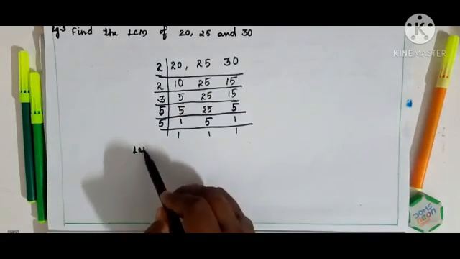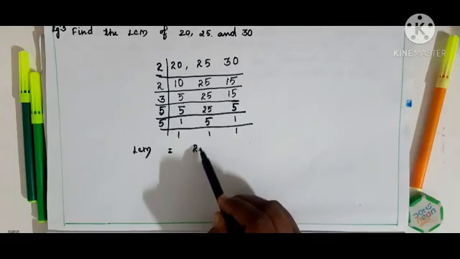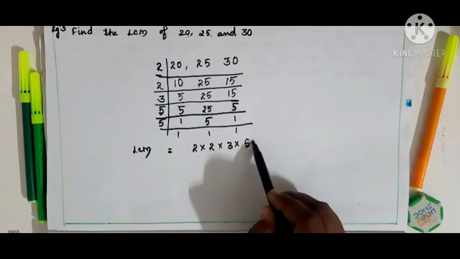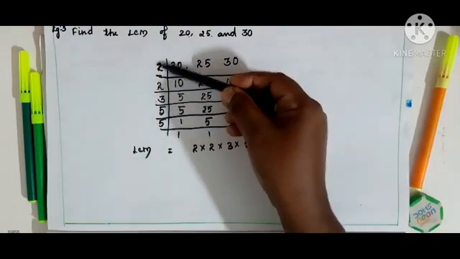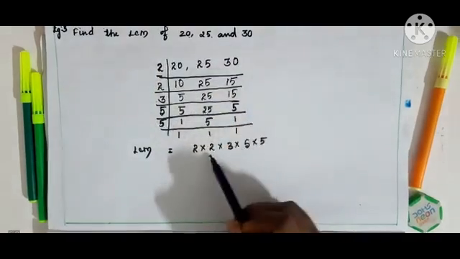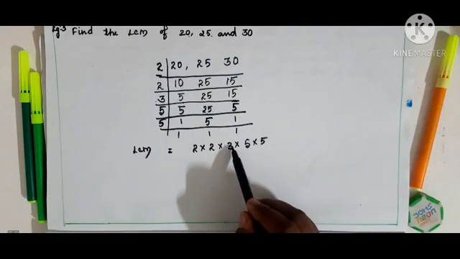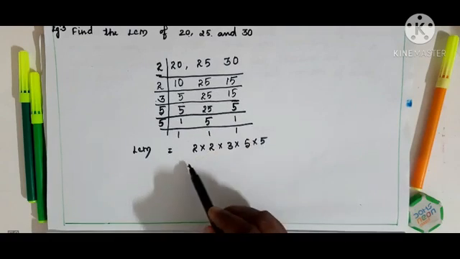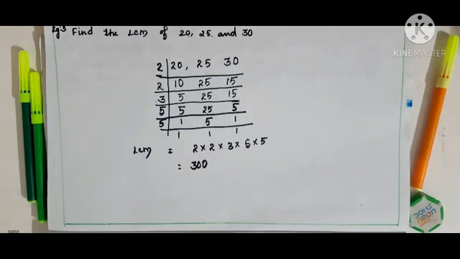The LCM of 20, 25 and 30 is equal to 2 into 2 into 3 into 5 into 5. Okay. Just all the numbers you take and write. All the factors. These are all factors, right? You take it and write it alone simply. So what will happen? 2 2s are 4. 4 3s are 12. 12 5s are 60. 60 5s are 300. It's the answer. Is it clear? Yes? Good.